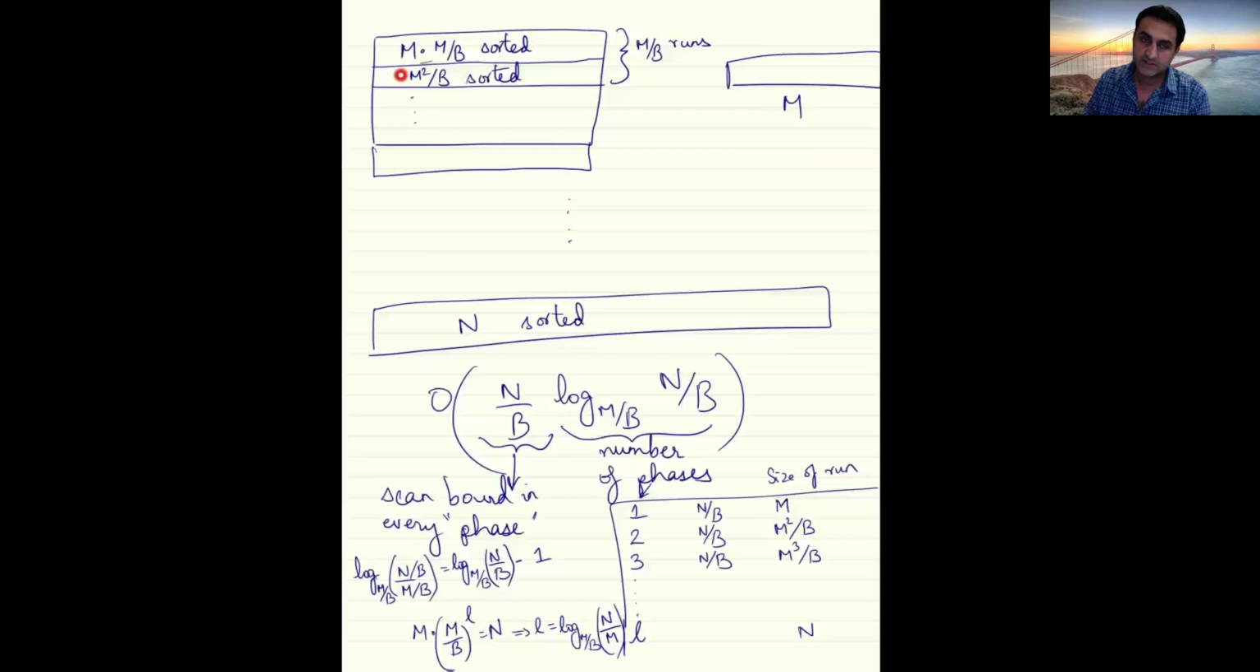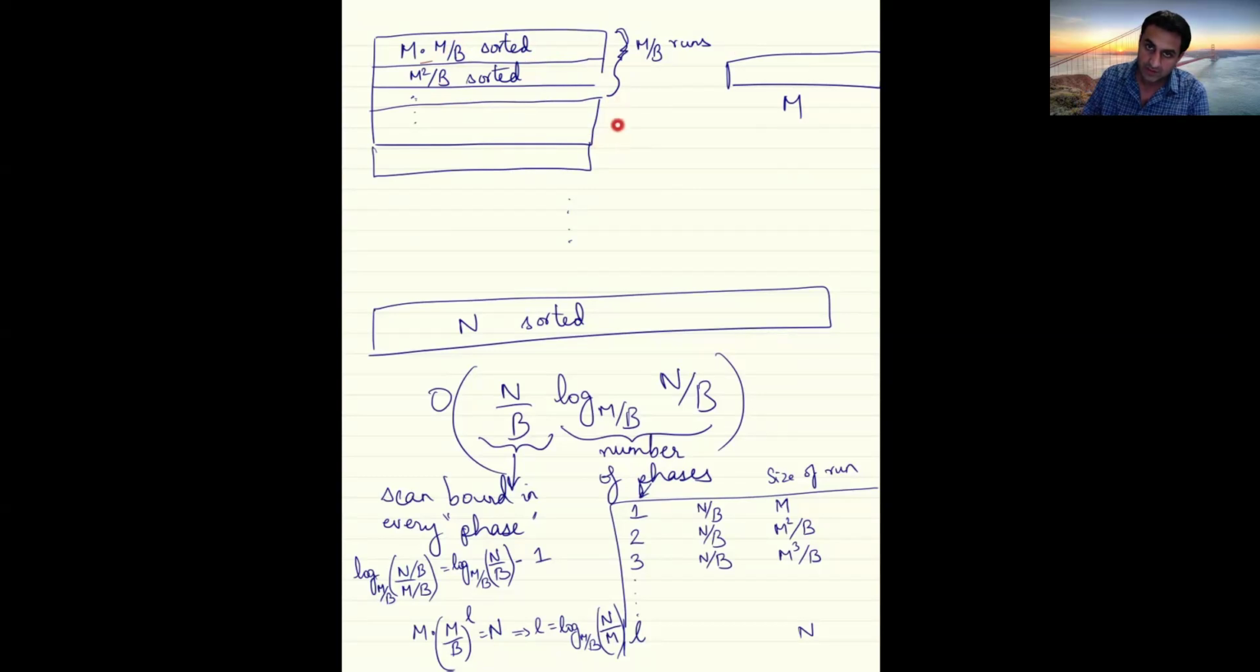Now when the length of my runs is m squared over b, again I do the same thing, right? I'll merge the first m over b runs. Maybe this picture looks weird because I'm only showing 2, but this could be more than 2. And when these are sorted and written out, then I move on to the next m over b runs.